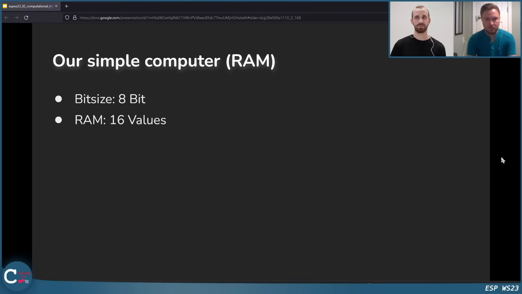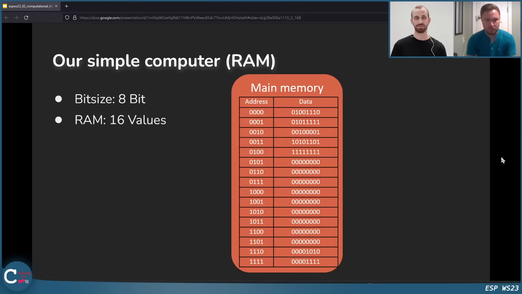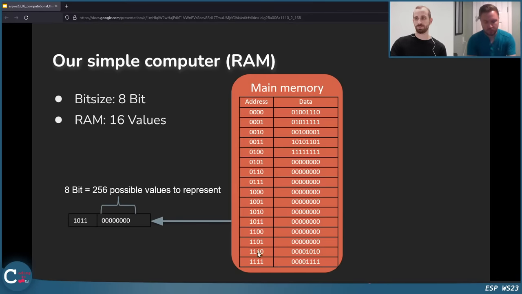Our simple computer now has a bit size of 8-bit, as we have already seen before. We have a very, very small RAM with 16 values. That's enough for us now, so not 8 gigabytes or more. Only 16 values. This is our main memory. Just to have a better overview, we have the addresses, also in binary representation. And as you can see in this line, for example, it can store an 8-bit value, so 256 possible values to represent.